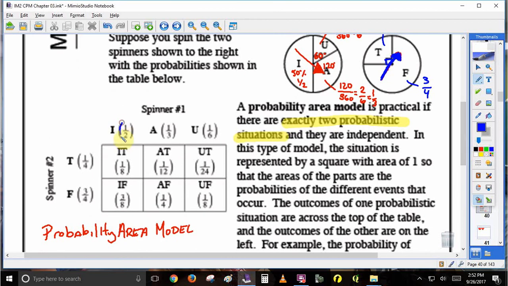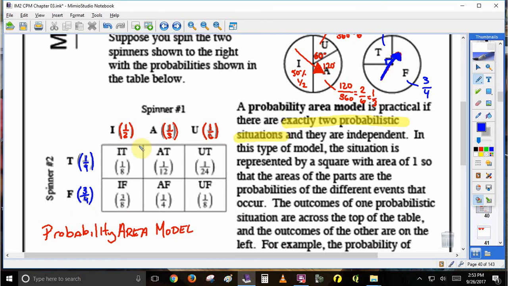So we've gone and put all of these into what we call a probability area model over here on the left. So let's go back to our color coding. I has 1/2 chance, A has 1/3 chance, U has 1/6 chance. I want you guys all to be writing this down as we go. You might need to pause the video. T is 1/4, F is 3/4. And we're going to find the probability of various combinations occurring the same way we did with the other times that we use these area models, right? So when we're multiplying binomials or that sort of thing.